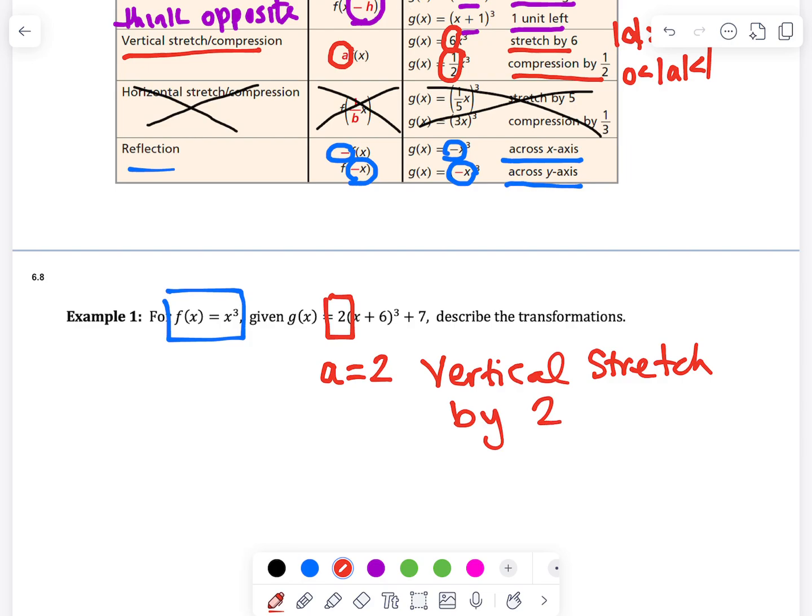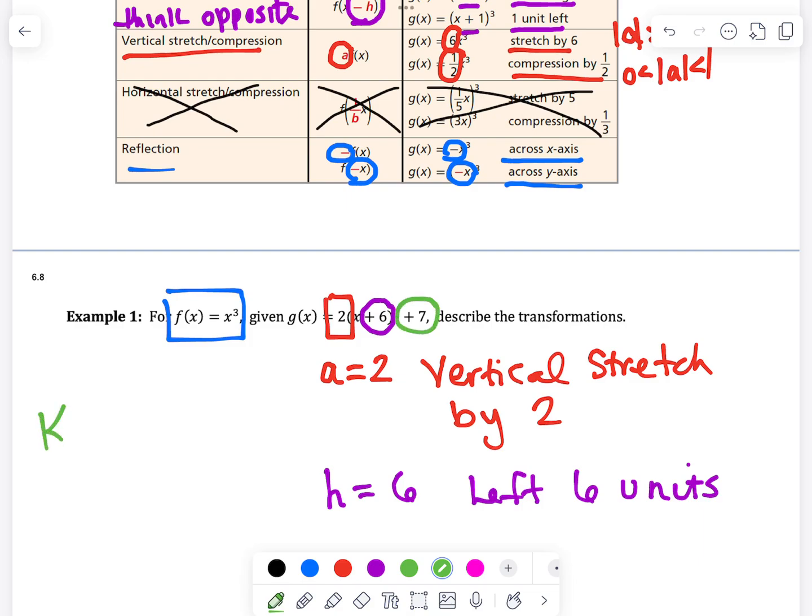Then we go inside. This is a plus 6. So we have to think opposite. That is our h. So it's going to move left 6 units. And then our last one is outside the function. That's our k. And what that's telling us is a positive k, so it's going to move up 7 units.